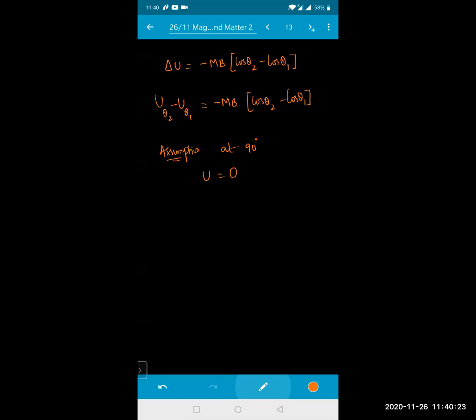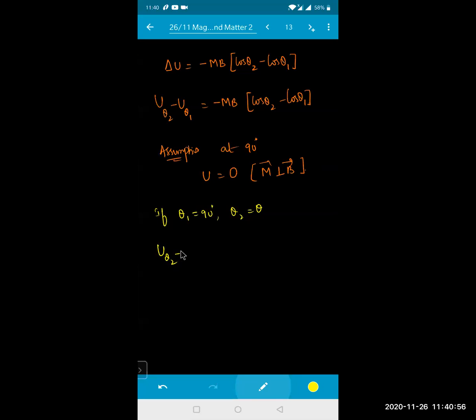Isn't it? Otherwise, if I'm taking the energy at 90 degrees, what is the given condition right now? The magnetic moment will be perpendicular to the magnetic field. Okay? So if I am taking only theta 1 equal to 90 degrees and theta 2 equal to some theta, then what will be the answer right now?